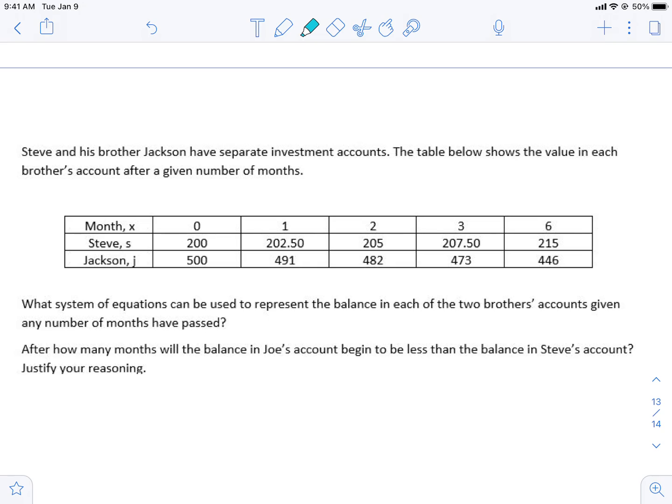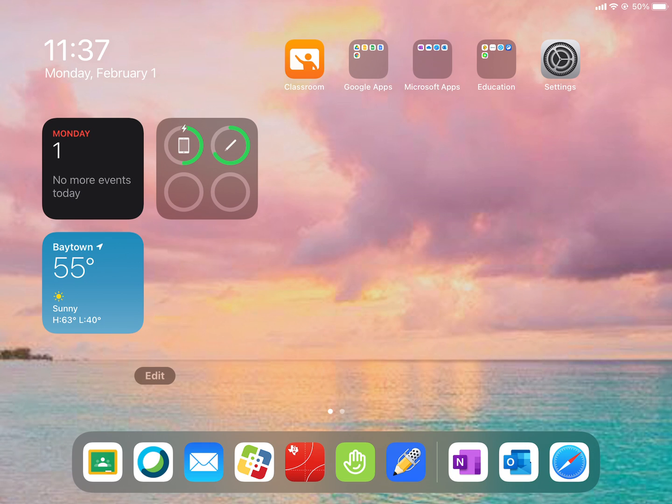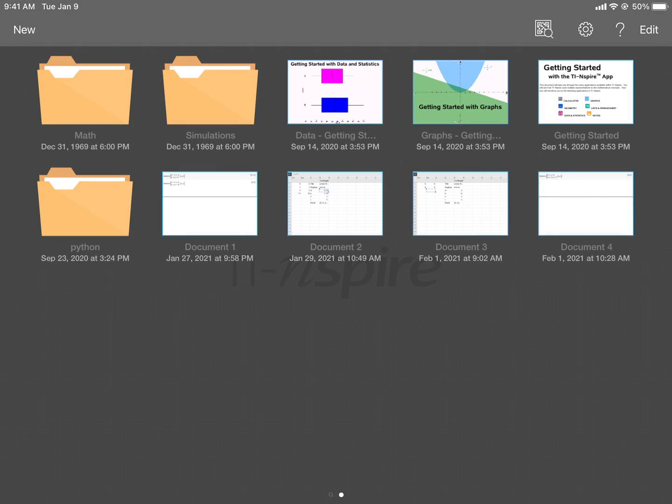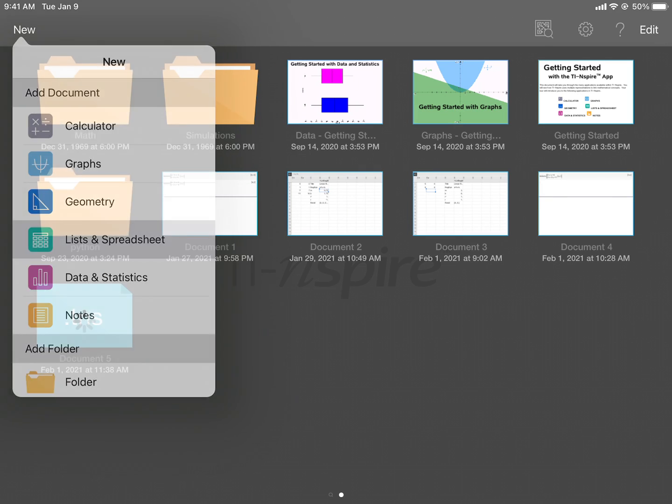So what we're going to do is use our calculator in the list and spreadsheet function, and we're going to do it 2 different times. The first time we're going to use the months as our x value, and we're going to use Steve as our y value. Okay, so that's going to be our first equation. So I'm going to go ahead and switch over to my calculator. Okay, and I want a new document, and I want it to be the list and spreadsheet.